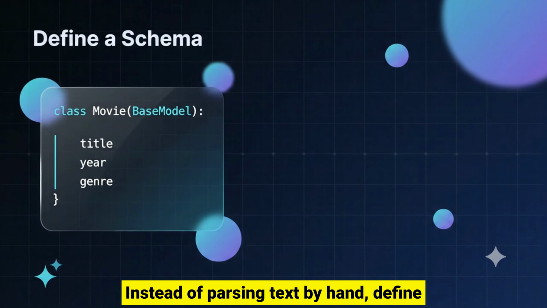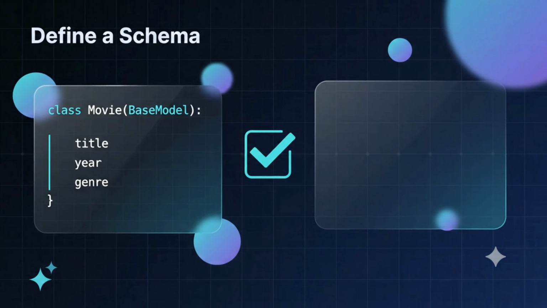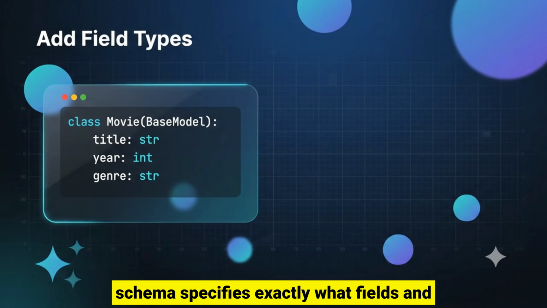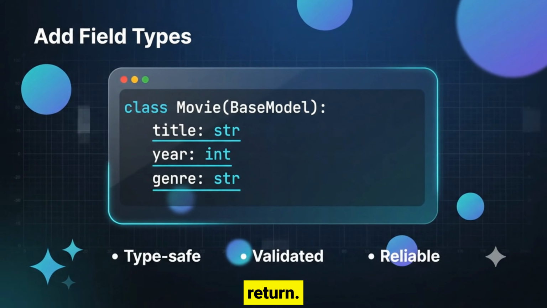Instead of parsing text by hand, define the expected structure using a Pydantic schema. The schema specifies exactly what fields and data types the model is required to return.